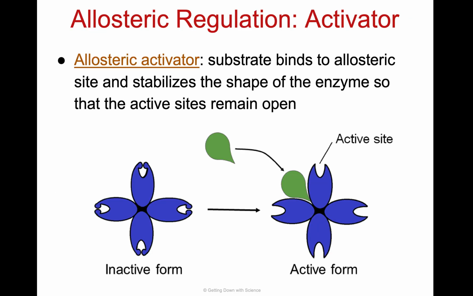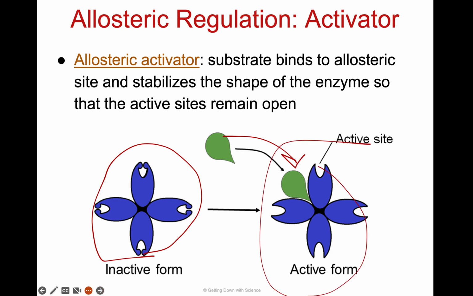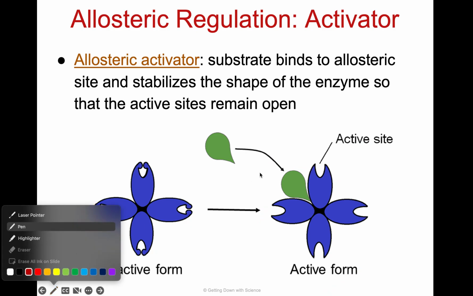All right, here we go. So allosteric regulation. This may look familiar to you from Unit 3. We talked about enzymes and allosteric inhibition of enzymes. This works relatively the same way. With an allosteric activator, the substrate, you can see here, this is in its inactive form. And the substrate over here will stabilize the shape of the enzyme so that the active sites themselves remain open.